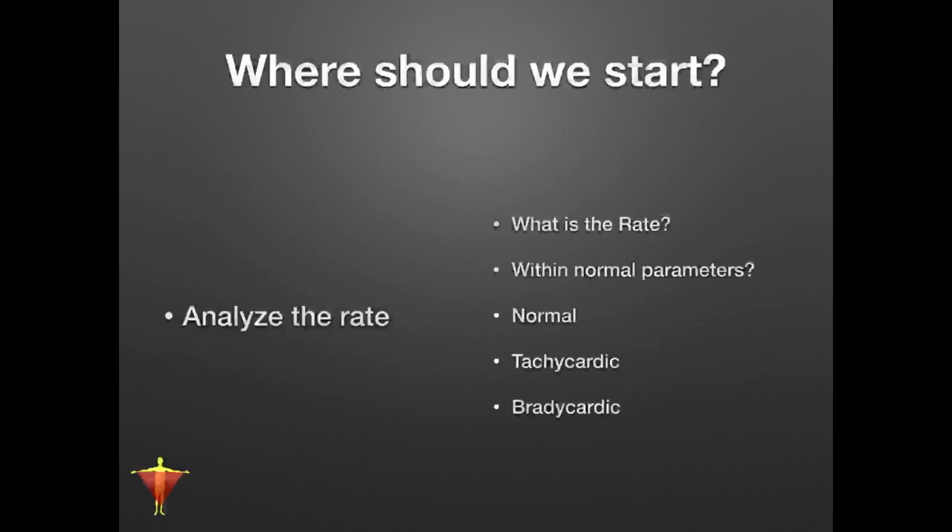Let me back up just a second. So we want to identify, is it normal, is it tachycardic, or is it bradycardic? So what is the rate? So are we between 60 to 100? Is that normal, right? Are we above that 100 range, in which case would be tachycardic? Or are we less than 60? Is that bradycardic, right? Now, does that necessarily mean that it's abnormal for that patient? No, not necessarily, right? Depending on the situation, obviously.